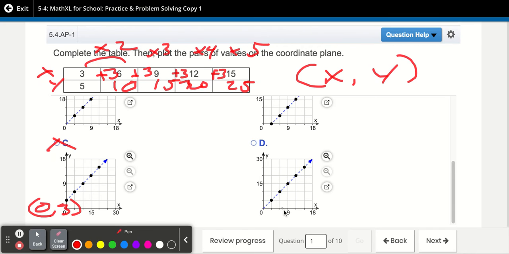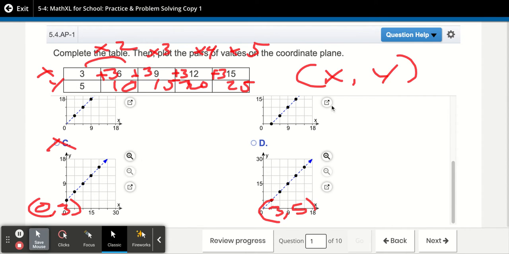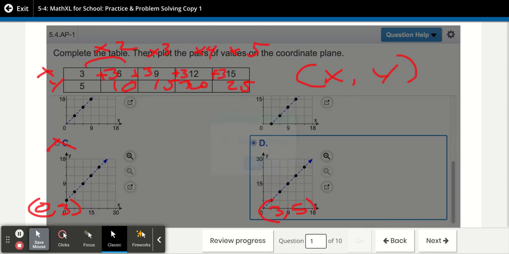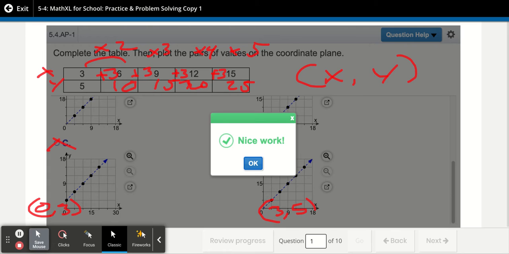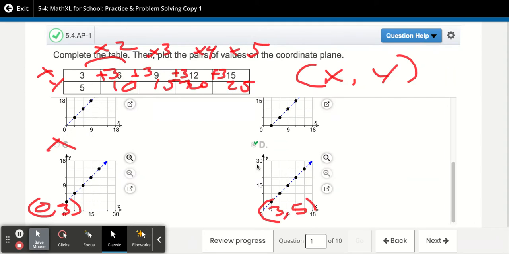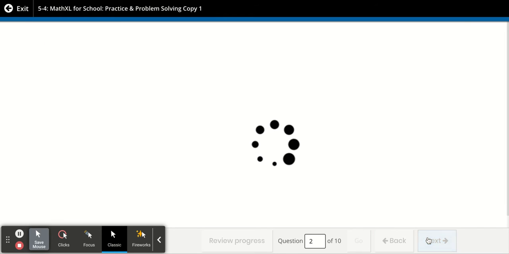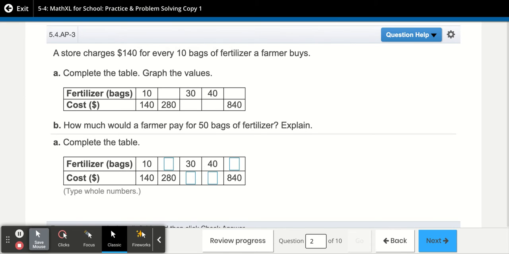So last one, D, the scale goes 3, 6, 9, and the vertical scale goes 5, 10, 15. So this first point is 3, comma 5. And that matches our table. So option D would be the correct one. And we've got it. Nice work. Let's clear our screen as we move on to the next problem.